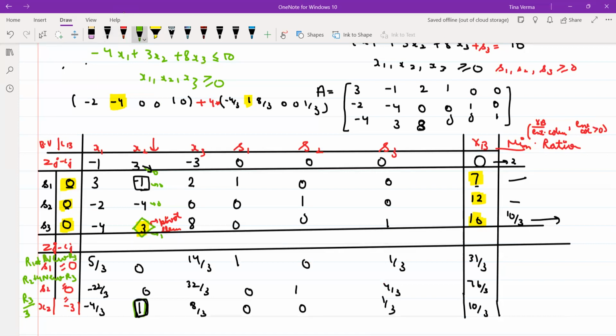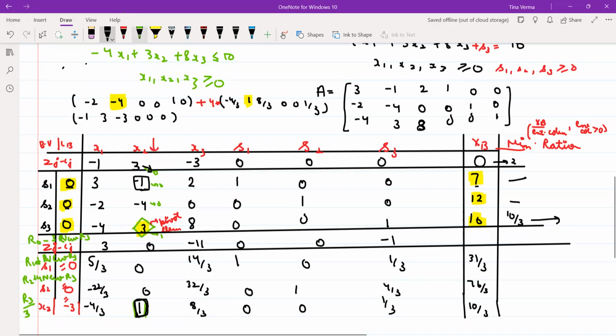What operation will you apply? You have to make this 3 into 0 with the help of this one. What will you do? You will multiply -3 into your new R3. So this entry will become 3, 0, -11, 0, 0, -1. You are applying the same operation: -1, 3, -3, 0, 0, 0.